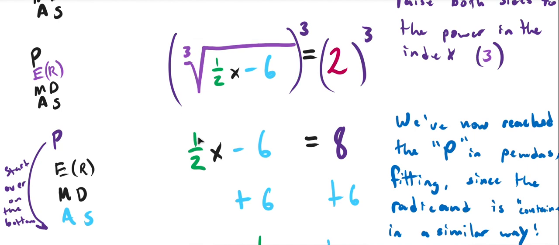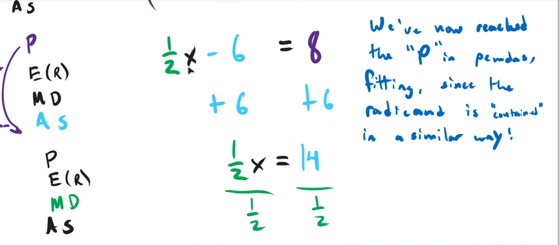Now, the radicand is kind of trapped by this radical symbol. We need to get rid of the radical symbol before we can solve the radicand part. Now, that kind of makes it like a parentheses, right? The radical sort of trapped this internal part in its own little cluster, which is what parentheses do. And when you get to a parentheses now, we want to start over again and say, are there any addition or subtraction terms? So we begin with this minus 6. Getting rid of that, we add 6 to both sides. And this gives us 1/2 x is equal to 14.